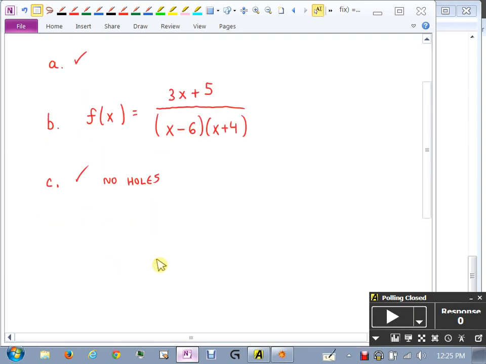Isn't that nice? Step D. Yes, we'll do the next example. We'll have a hole. All right? Step D. Find the X-Intercepts. So I set the numerator equal to 0. That's it. X-Intercepts. Set the numerator equal to 0. I trust you can solve that. X is negative 5/3.